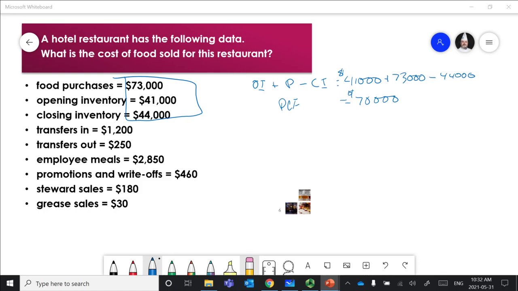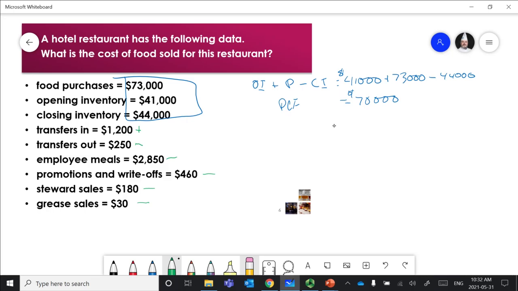So let's change colors here. Let's use green. So transfers in. So we took it into the kitchen, $1,200, we're going to add that in, right? Transfers out of $250, couple of cases of lemons went out to the bar, we're going to subtract that one, right? Employee meals, we're going to subtract that. Our promotions and write-offs, we're going to subtract that. And our stewarding sales, subtract that. And our resale, subtract that.